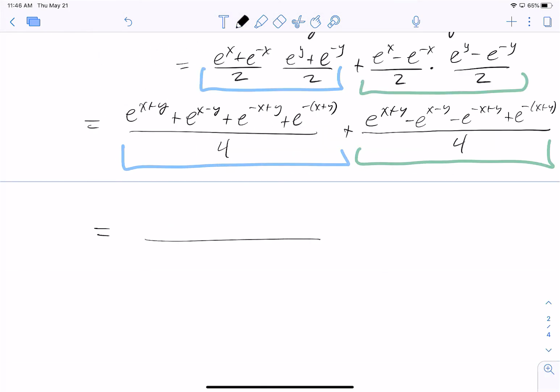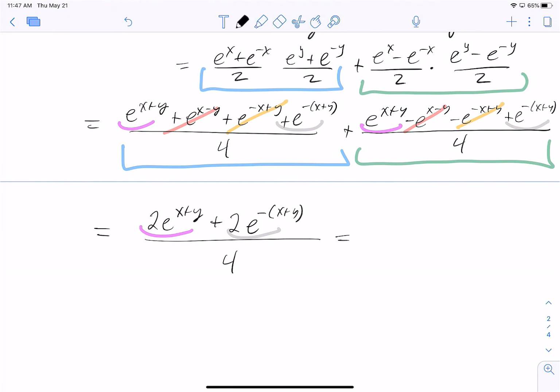Combining fractions and collecting like terms, we have a fraction with a single denominator of 4. And e to the x plus y plus e to the x plus y is going to give us 2e to the x plus y. And we have a nice situation that occurs. e to the x minus y is in the first fraction. Negative e to the x minus y is in the second fraction. They subtract out. Likewise, e to the negative x plus y minus e to the negative x plus y subtracts out. And finally, e to the negative of the quantity x plus y shows up twice, so we have 2 times e to the negative quantity of x plus y.